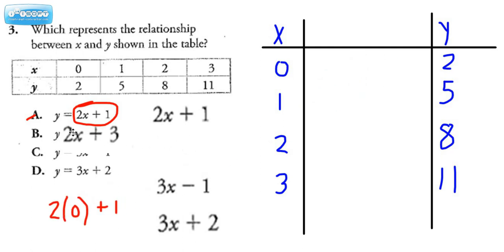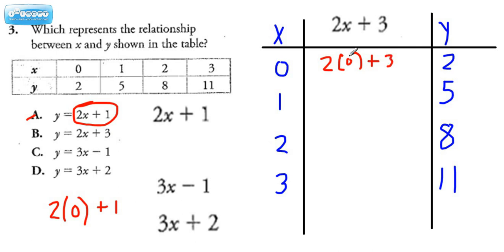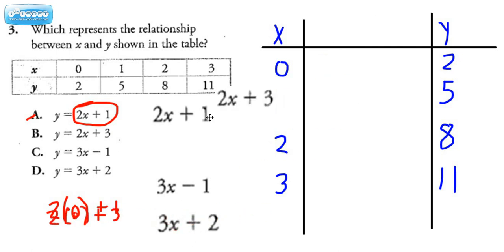Let's try choice B. Write it in the middle. And now let's substitute in our values. So we have 2. We substitute in our value of a 0 and add 3. Now 2 times 0 is 0. Is 0 plus 3 that? It's not. So that's another one we'll reject. That's going to be a no.